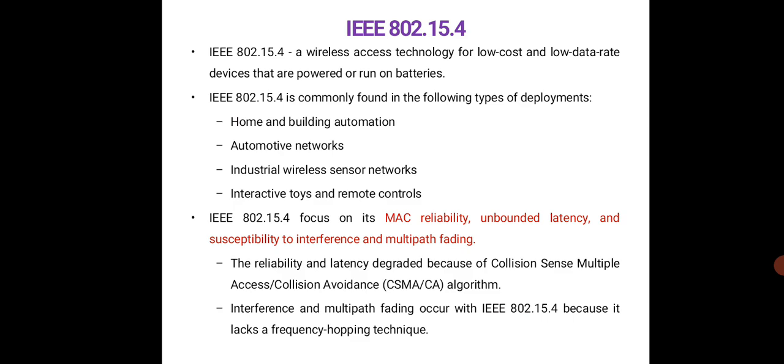This focuses on MAC reliability, that is medium access control reliability, unbounded latency, and susceptibility to interference and multipath fading. The reliability and latency are degraded because of CSMA, which you would have heard about in networks, which is carrier sense multiple access with collision avoidance algorithm. Whereas the interference and multipath fading occur in this technology because it lacks a frequency hopping technique, that is, hopping from one channel to the next channel.